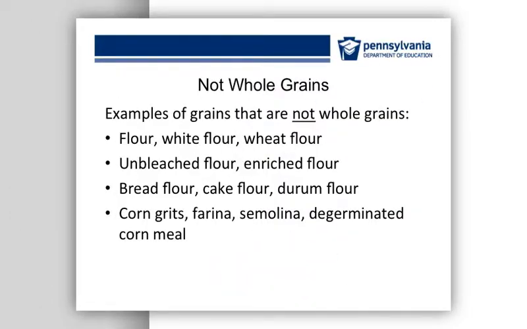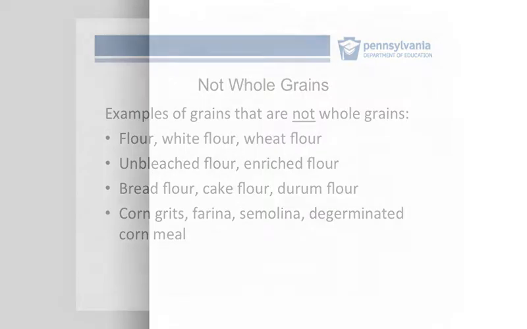Examples of grains that are not whole grains include flour, white flour, and wheat flour, unbleached flour, enriched flour, bread flour, cake flour, and durum flour, corn grits, farina, semolina, and degerminated cornmeal.